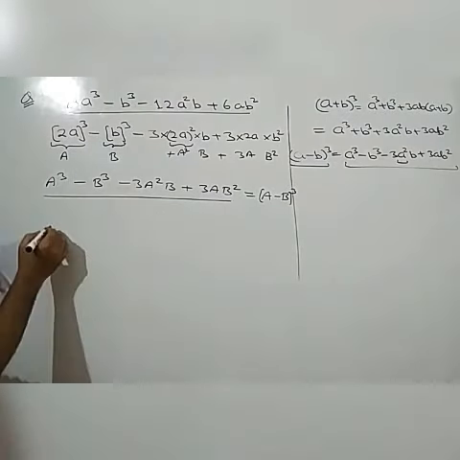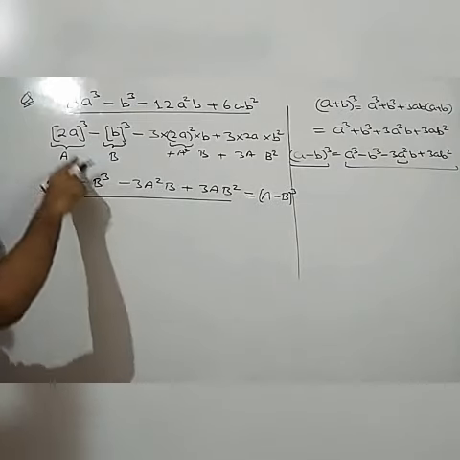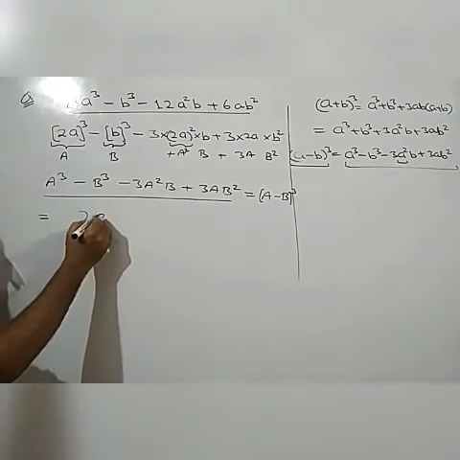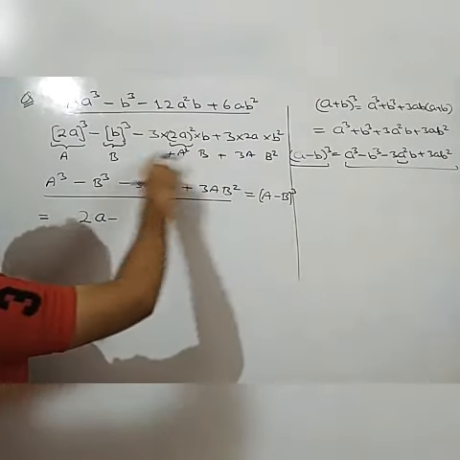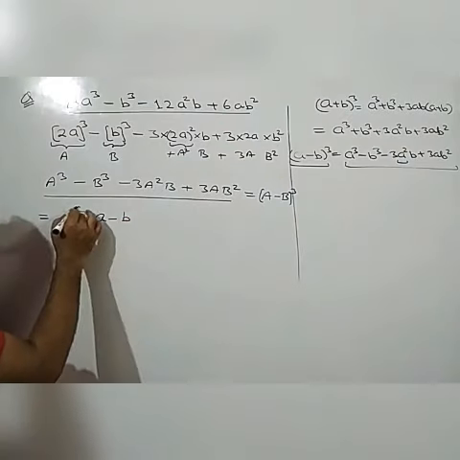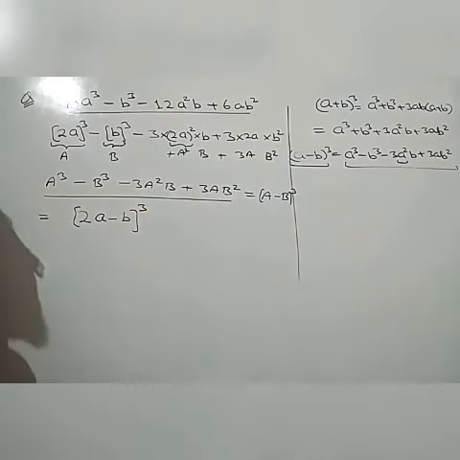So what will be its value? What is a? a is 2a. At the place of a, we have written 2a. And at the place of b, what is this? It is minus only small b. So the answer will be 2a minus b whole cube. So this is our answer.